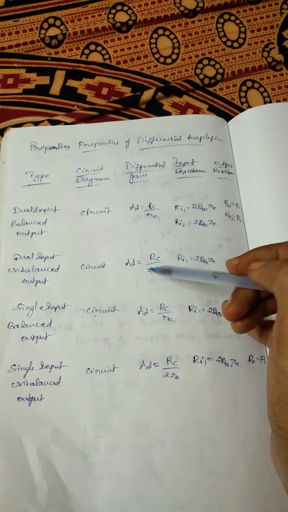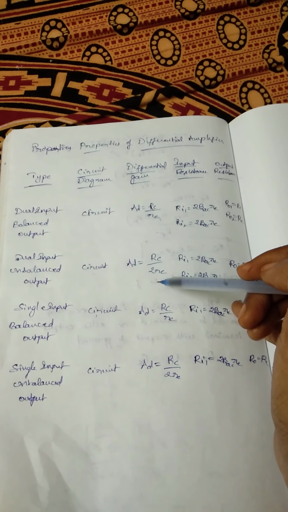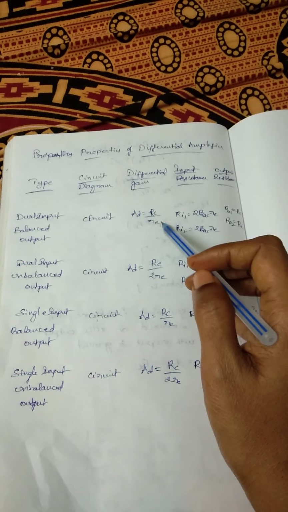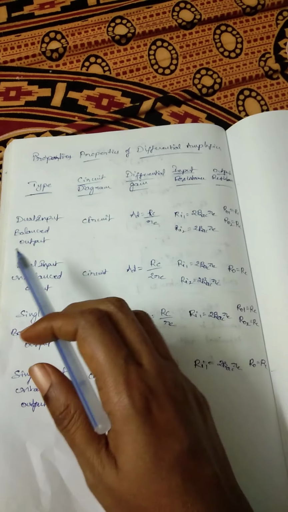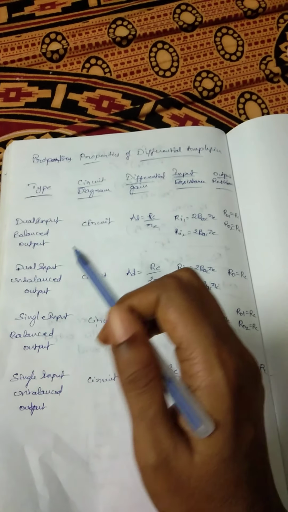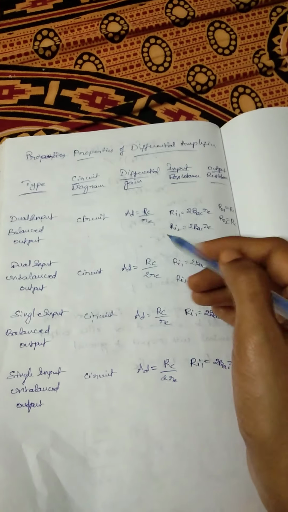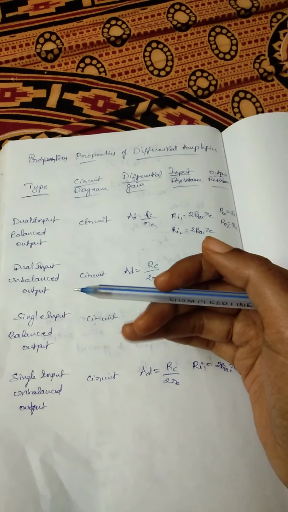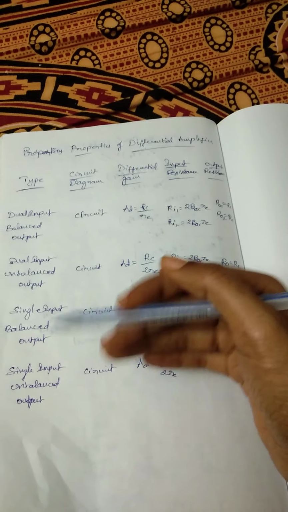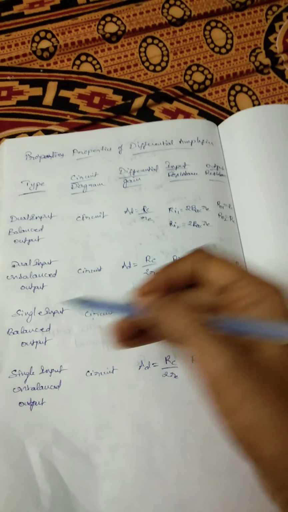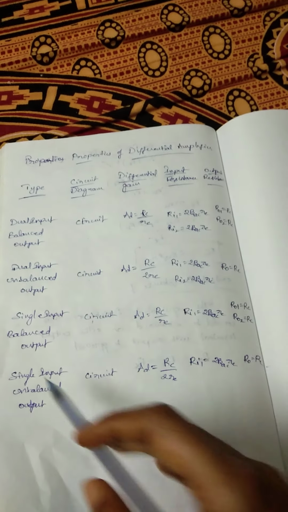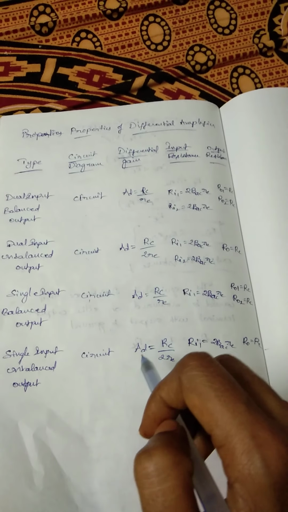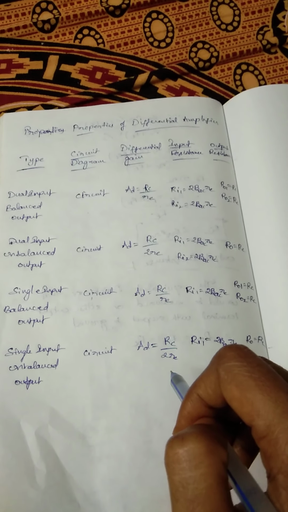And for the second case, the differential gain AD is equal to RC by 2RE. Already we know the value of AD, that is differential gain for the dual input balanced output configuration in the previous classes. From the previous classes, by applying same procedure, we can also determine the values of differential gain for the remaining three configurations. So that is, in this case, the differential gain is RC by 2RE. For the third case, differential gain AD is RC by small re. For the fourth case, differential gain AD is equal to capital RC by 2RE.